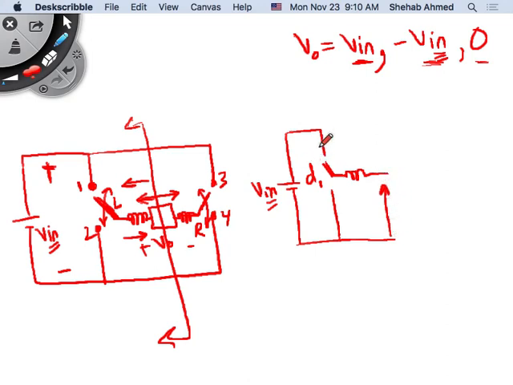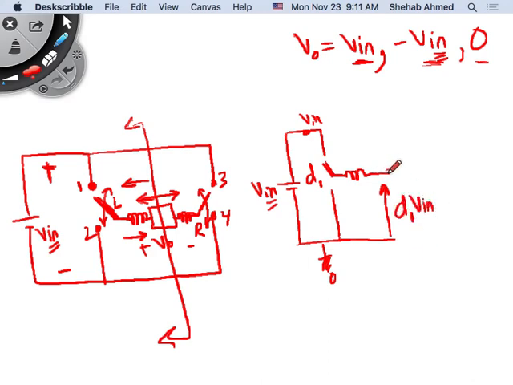It's either V input or, no, 0. This is 0, my reference, and this is V input. So the voltage here is going to be between 0 and V input. So its average value is going to be between 0 and V input. But what is it equal to in terms of D1? Exactly, duty cycle times V input.